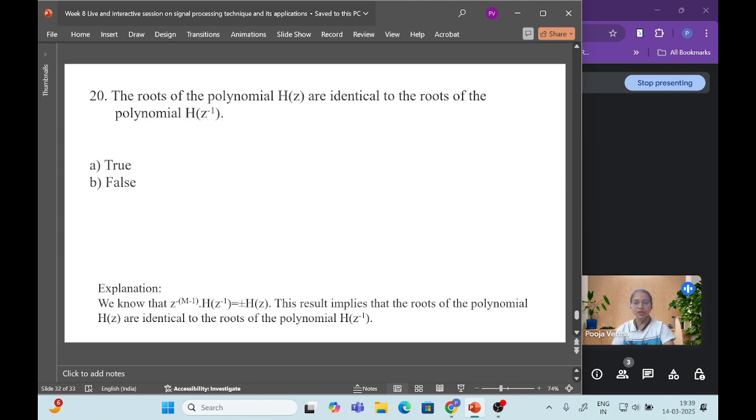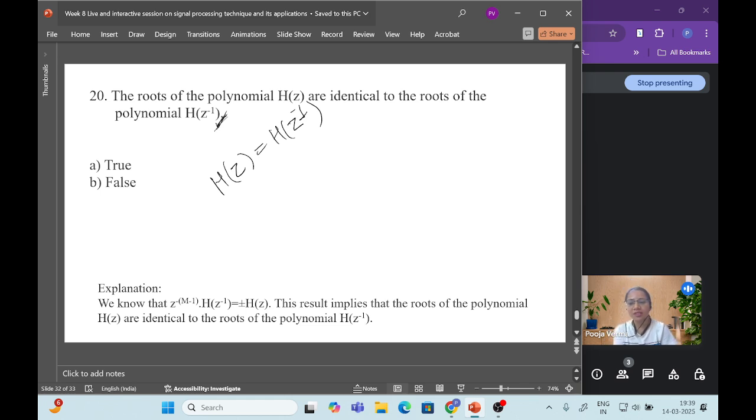Okay, so I hope you have understood this question. Now moving to the next question. The next question is: the roots of the polynomial H(z) are identical to the roots of the polynomial H(z inverse). That means H(z) must be equal to H(z inverse). Whether this statement is true or false.